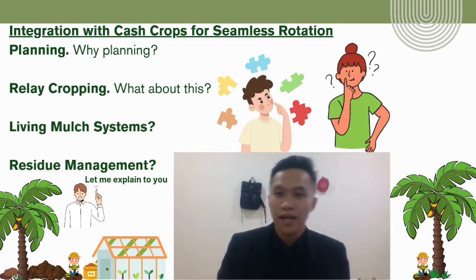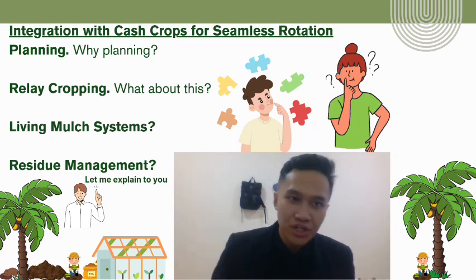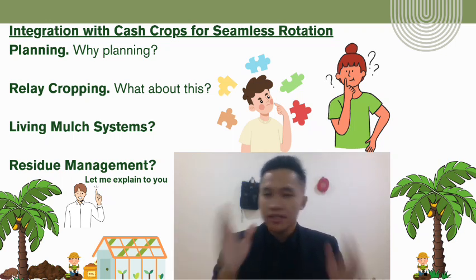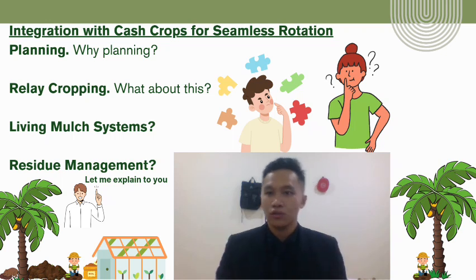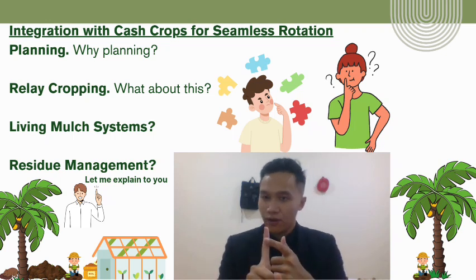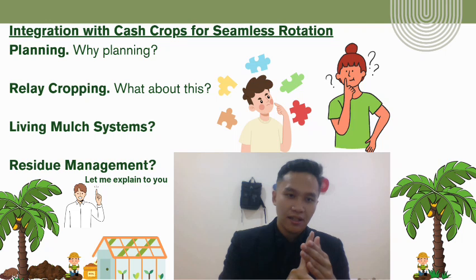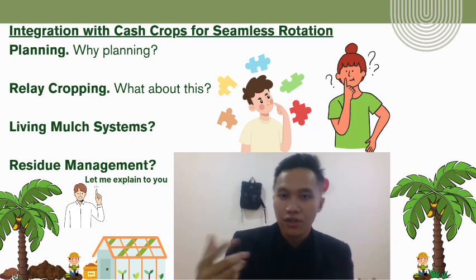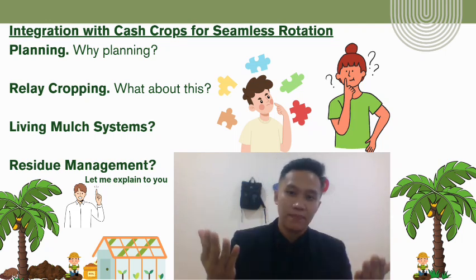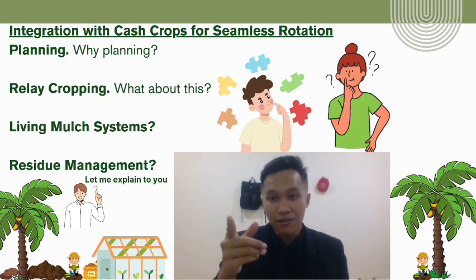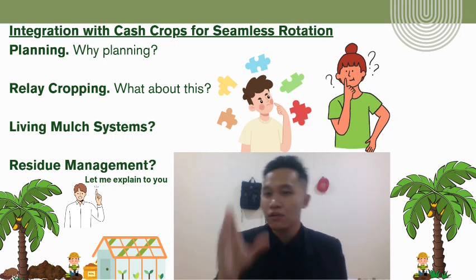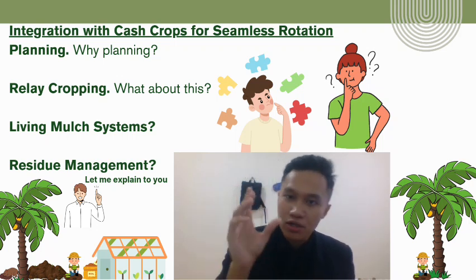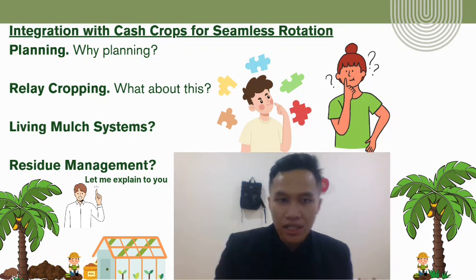Last but not least, we have integration with the cash crop for seamless protection. This is so important to the cash crop. First of all, the most important thing is planning, the foundation of success. So what is planning? You guys know? Planning is essential to ensure cover crops and cash crops work together, not against each other.